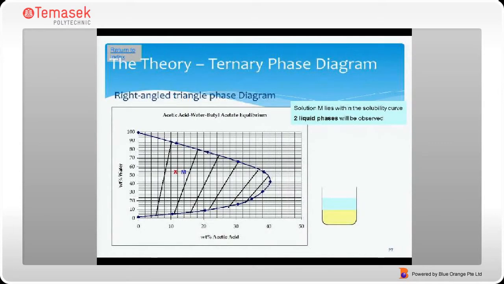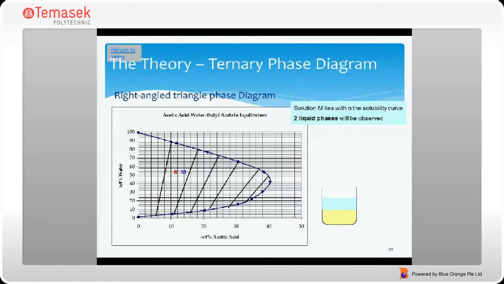We can also draw the ternary phase diagram, solubility curve and tie lines on a right-angled triangle phase diagram. Here, only two components are represented on the x and y axis. Then what about the third component?